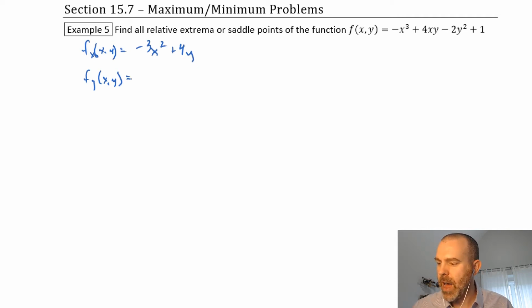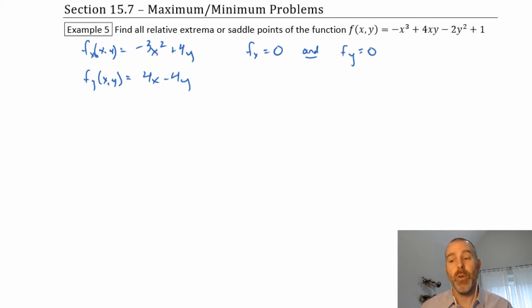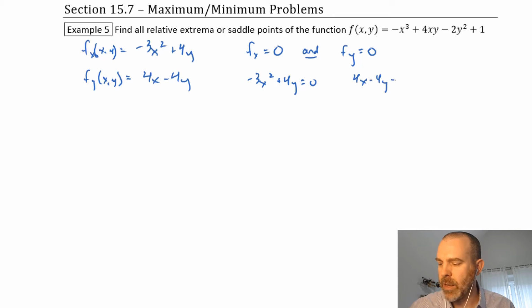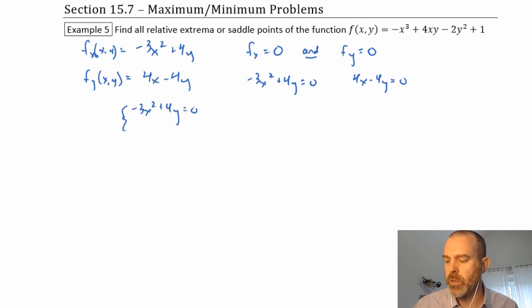Second derivative with respect to y, we have 4x minus 4y. Now our critical points, we want both of these to be equal to 0. We want the partial derivative with respect to x and the partial derivative with respect to y to both be equal to 0. So if we set negative 3x squared plus 4y equals 0, and 4x minus 4y equals 0, what we're really solving is a system of equations.